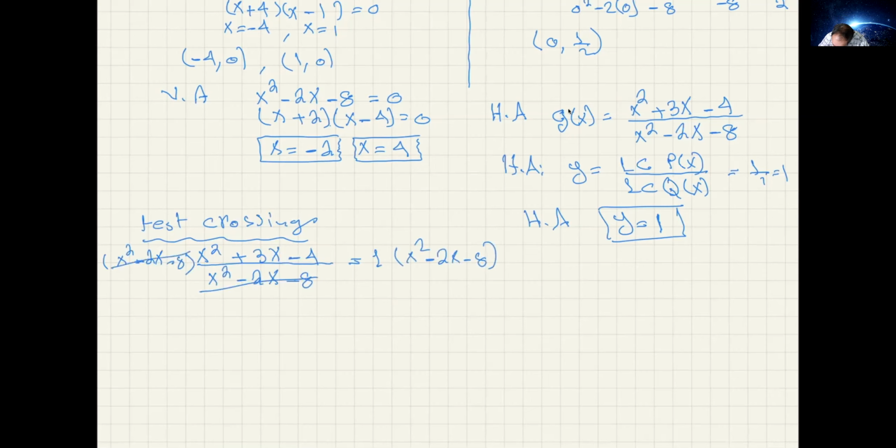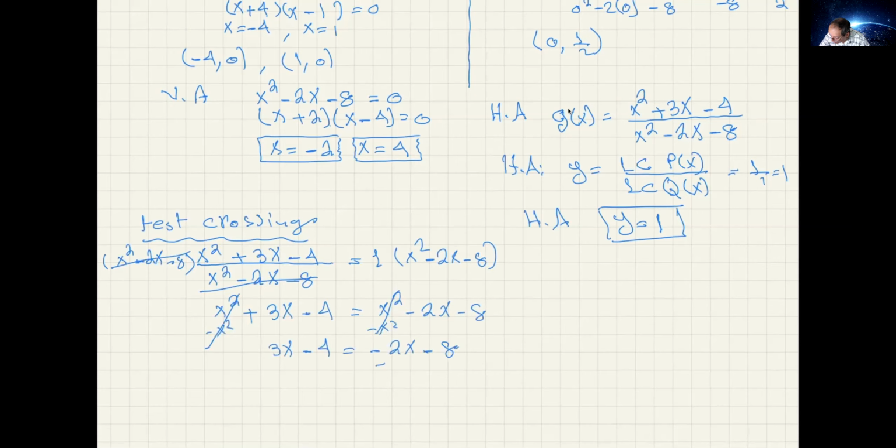So the denominator cancels out. On the left side I have x squared plus 3x minus 4 equals 1 times the product, so I get x squared minus 2x minus 8. Again, x squared and x squared, subtract x squared. So I have 3x minus 4 equals negative 2x minus 8.